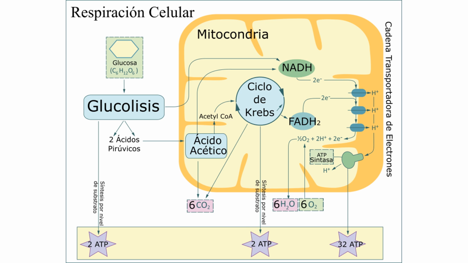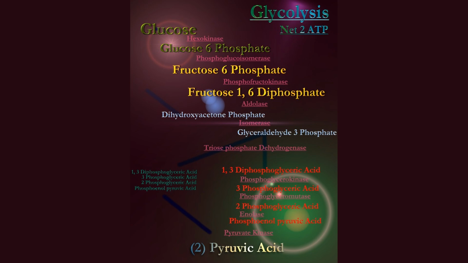The electron transport chain and oxidative phosphorylation are the final stages of cellular respiration. They occur in the inner membrane of the mitochondria and are responsible for producing the majority of ATP molecules. The electron transport chain is a series of protein complexes and electron carriers that transfer high-energy electrons from NADH and FADH2 to oxygen. As the electrons move through the chain, they release energy that is used to pump protons across the inner membrane of the mitochondria, creating a proton gradient.